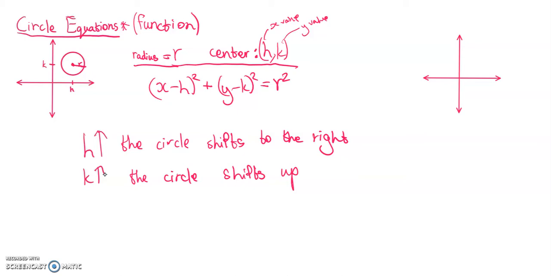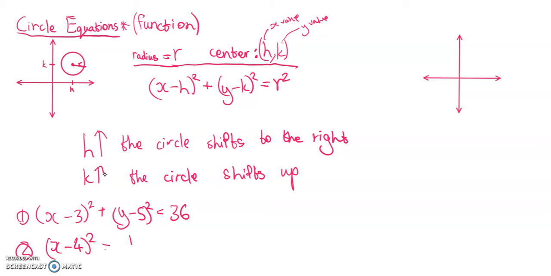Now, I'll give you guys some problems, so try to sketch these graphs, okay? At home, or you can just pause the video. First one is (x minus 3) squared plus (y minus 5) squared equals 36. Second one, (x minus 4) squared plus (y minus 3) squared is equal to 49.